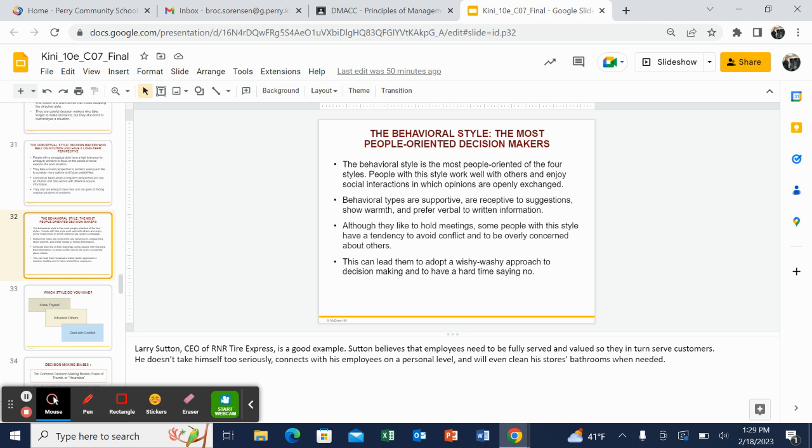So Larry Sutton, CEO of the R&R Tire Express, is a good example. He believes that employees need to be fully served and valued, so they in turn serve customers. He doesn't take himself too seriously and connects with his employees on a personal level and will even clean his store's bathrooms when needed.